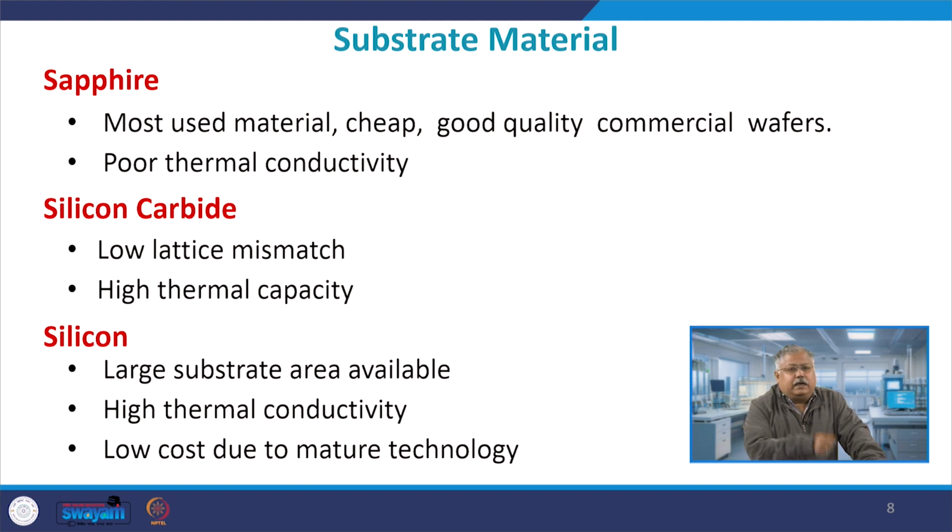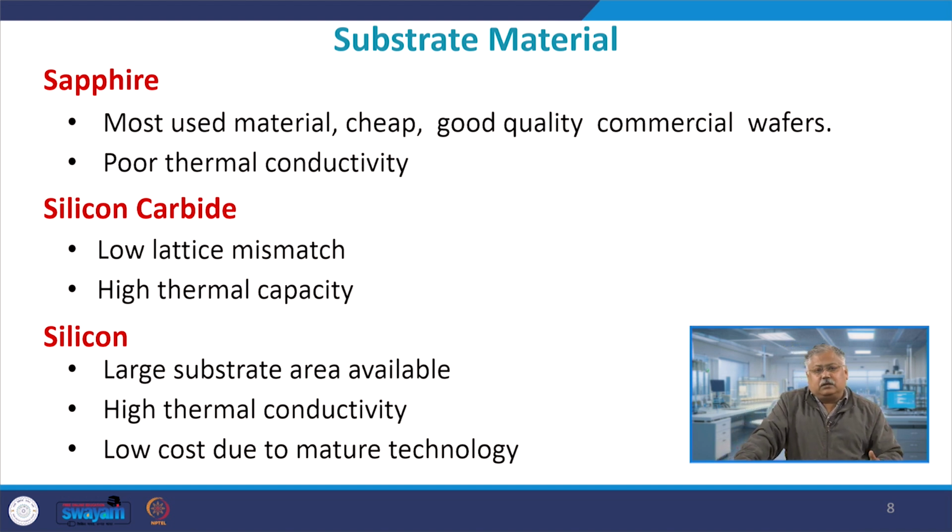If you look at silicon carbide, it has a low lattice mismatch. The reason being, both silicon and carbon are group 4 elements. Catenation is very good, and therefore there is low lattice mismatch. So there is no concept of traps being generated. It has a higher thermal conductivity as compared to sapphire.